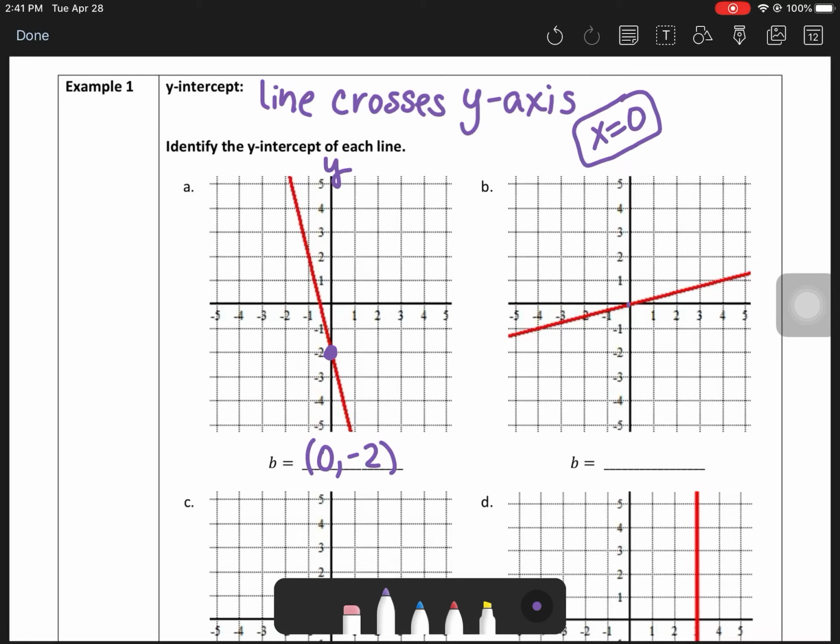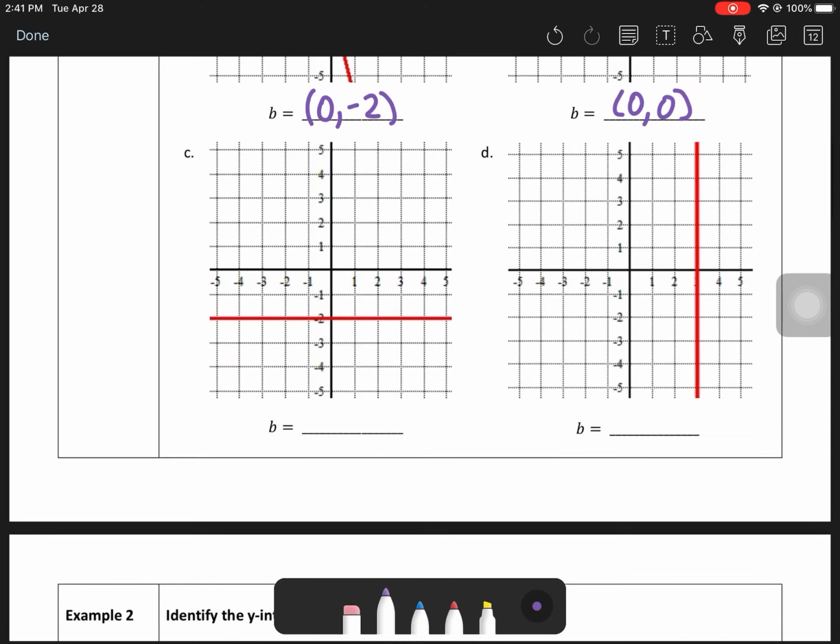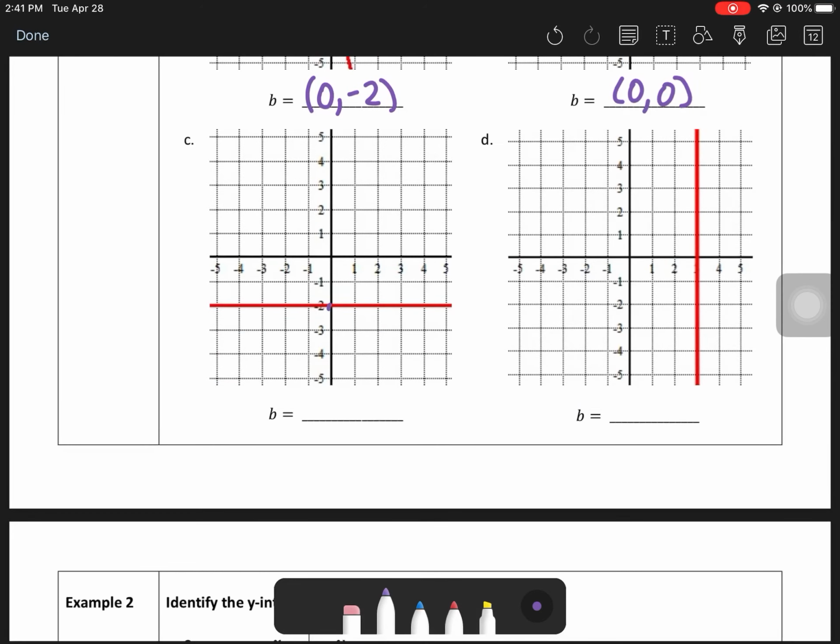So at this one, letter B, it's crossing right at the origin, which is at (0, 0). Letter C, we're also crossing right here, which is going to be at (0, -2). And letter D, there isn't one because it's a vertical line, and a vertical line does not have a y-intercept because it doesn't cross the y-axis.